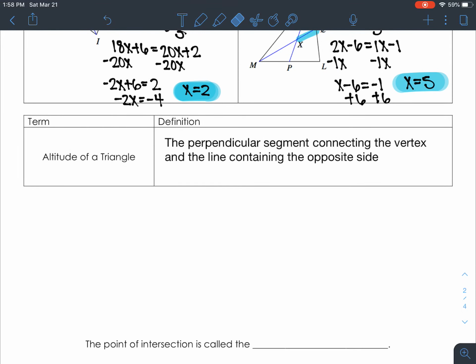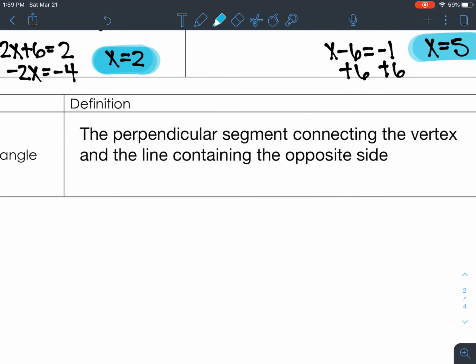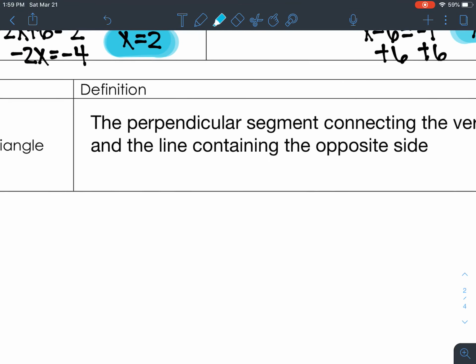All right, guys, we are back with our last special segment. So the last one is an altitude of a triangle, and the definition is it's the perpendicular segment connecting the vertex and the line containing the opposite side. Really love that definition, and there's a specific reason why.